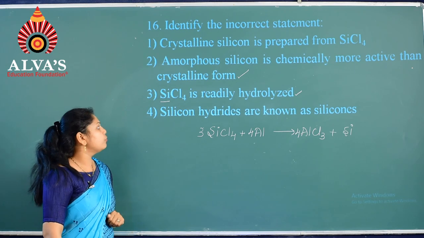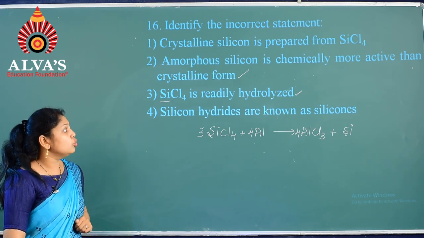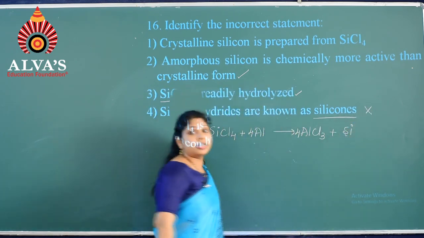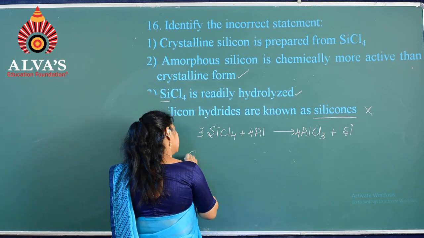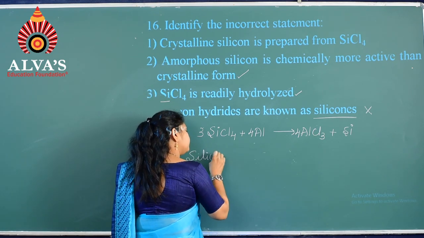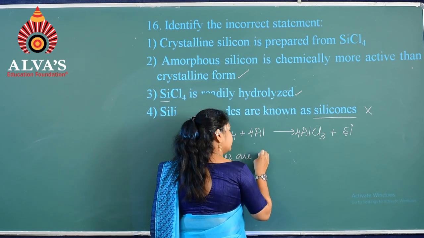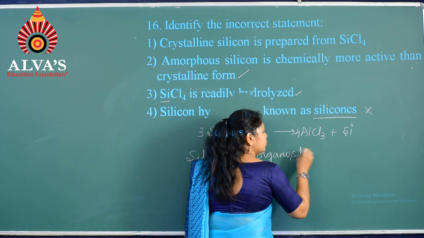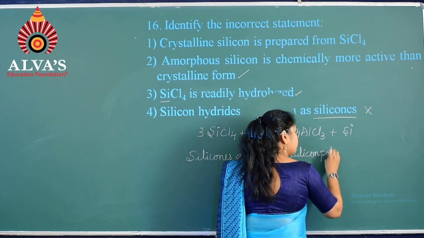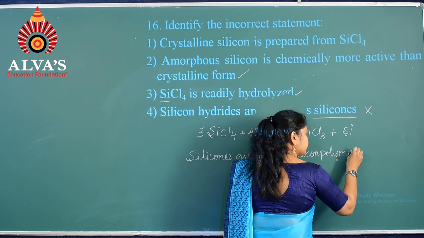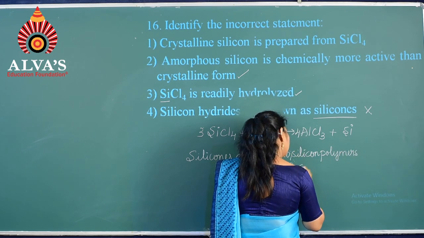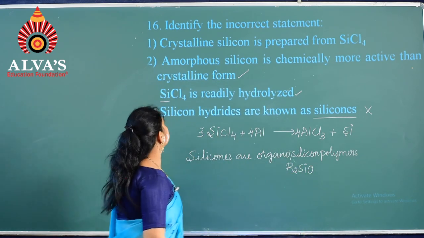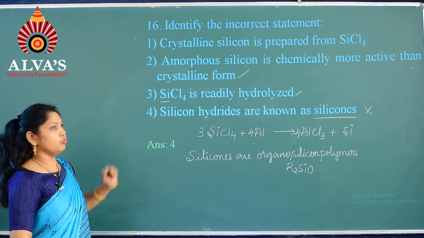If you go for option number 4, silicon hydrides are known as silicones. So this is a wrong statement, because silicones are nothing but organosilicon polymers with the general formula R2SiO. Hence, statement 4 is wrong. Hence, the correct option is 4.